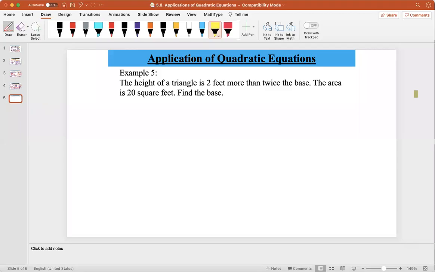The height of a triangle is 2 feet more than twice the base. The area is 20 square feet. Find the base.